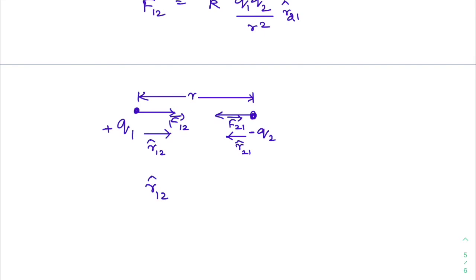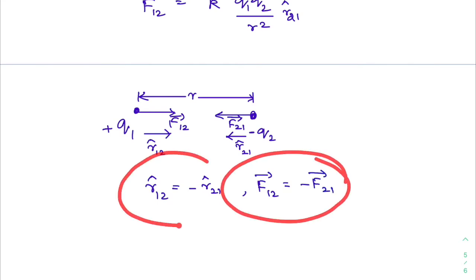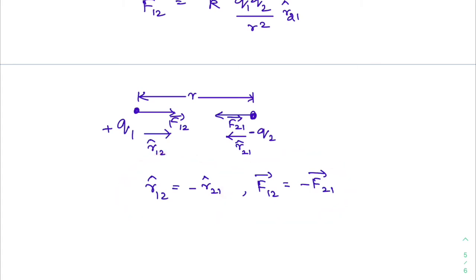R12 cap can be equated as minus R21 cap because of their opposite directions. Likewise, F12 vector can be equated as minus F21 vector. So from these equations, can we say that it obeys Newton's third law, which is nothing but for every action there is going to be an equal and opposite reaction. So this negative symbol represents the same. Coulombian force obeys Newton's third law.